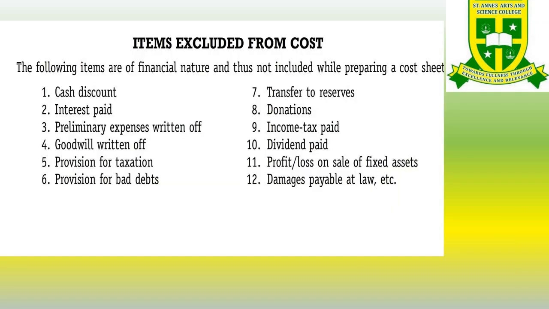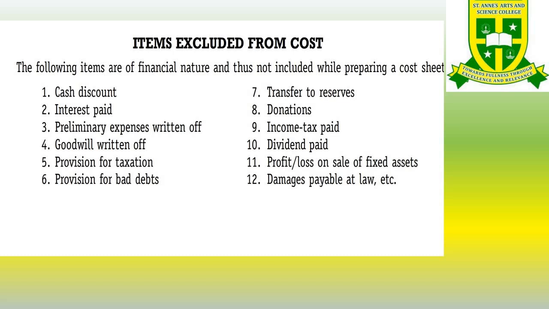So for kind reference I have included these costs which should not be included in the cost sheet, because these are expenses which are financial in nature and may occur after selling of the product. We are preparing the cost sheet, so what will be the expenses to find out the profit based on the sales? Cash discount, interest, preliminary expenses written off, goodwill written off, provision for taxation and provision for bad and doubtful debts are not included.